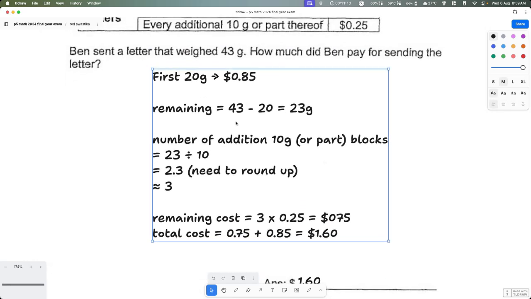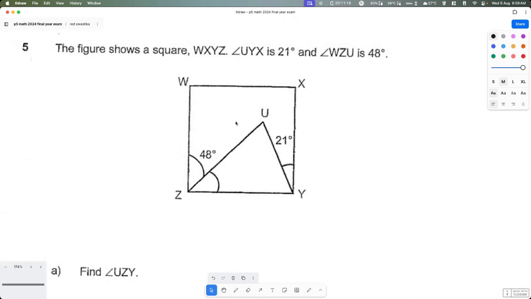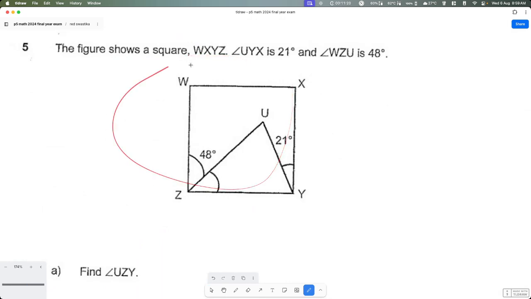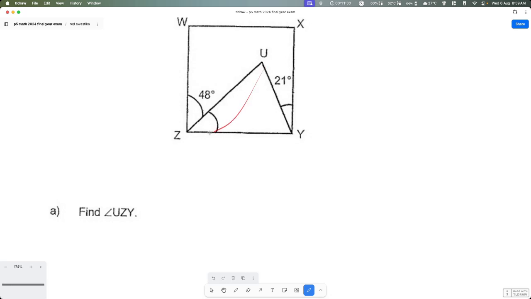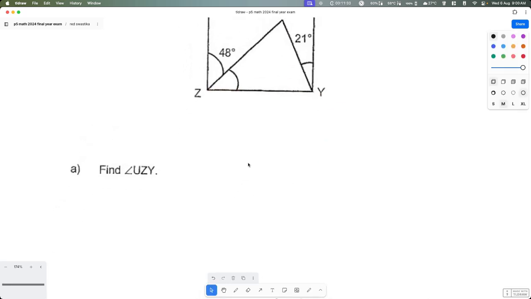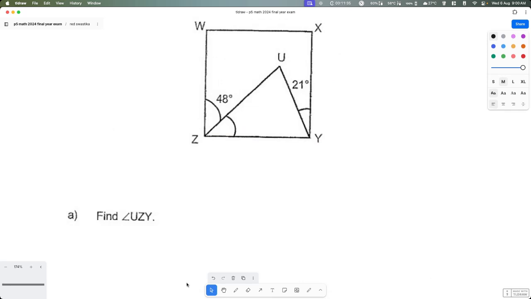All right. Okay, let's move on to the next question. Question number 5. Okay, the figure shows a square WXYZ. Angle UYX is 21, and angle WZU is 48 degrees. Find angle UZY. So from here we know that angle WZY is 90 degrees. Okay, so right angle over here.